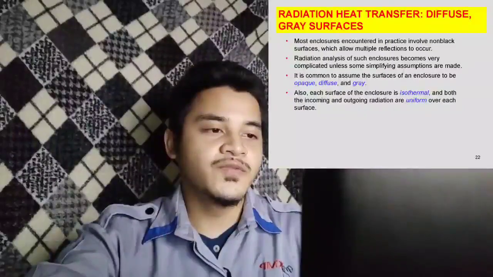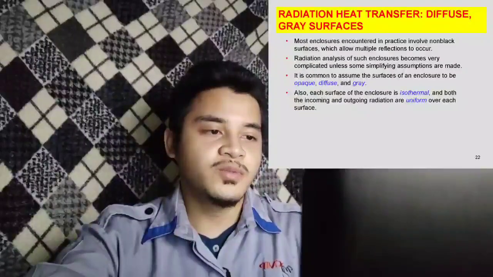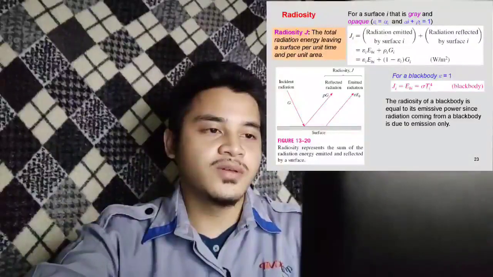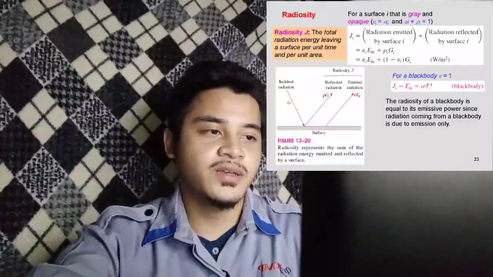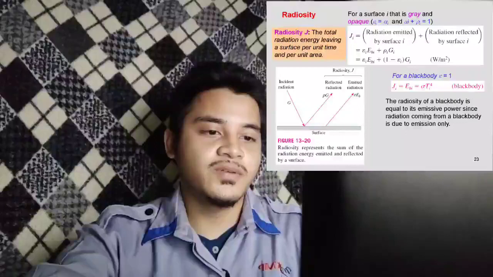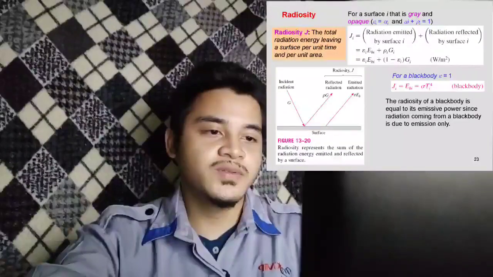Okay, the surface must be opaque, diffuse, and gray, and it also must be isothermal and uniform. For the radiosity, as you can see, Ji equals radiation emitted by surface i plus radiation reflected by surface i. Okay, you can see the figure. Incident radiation is reflected from the surface, together with the emitted radiation.